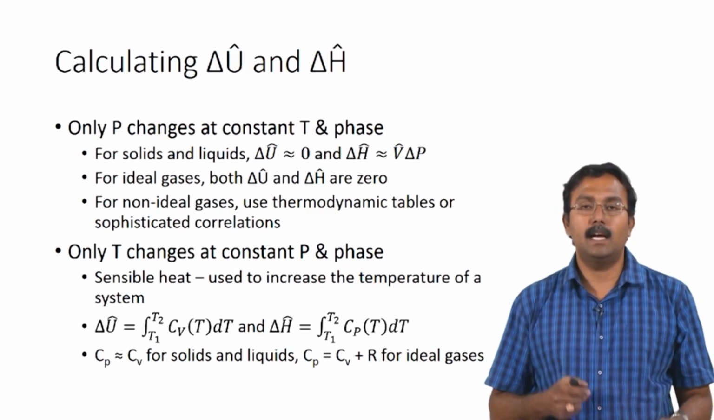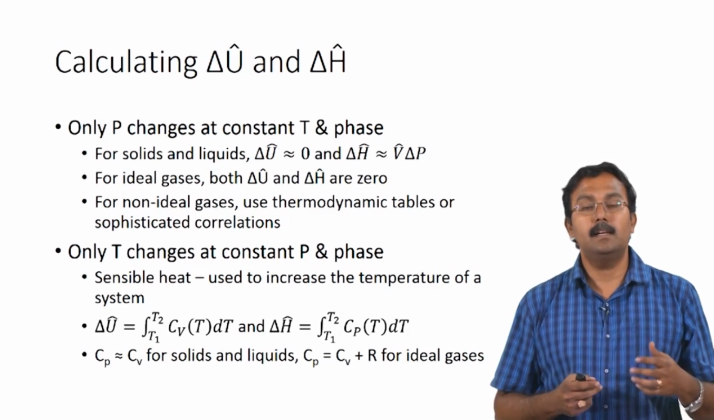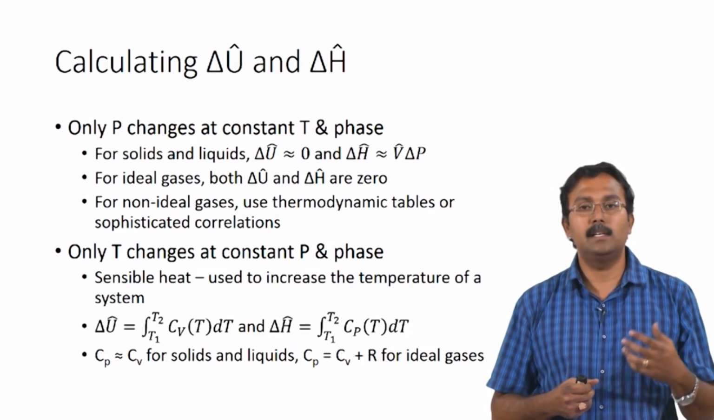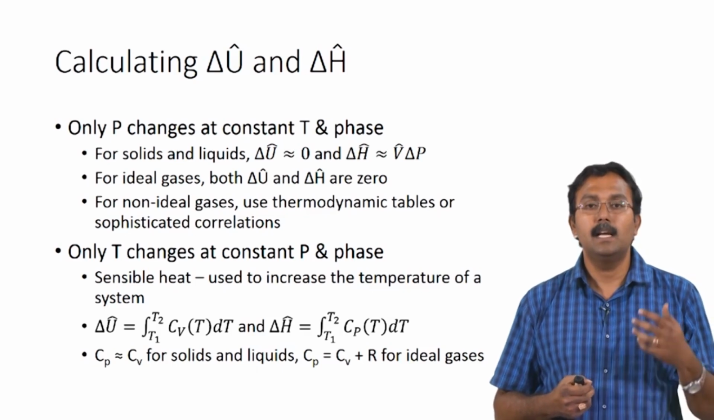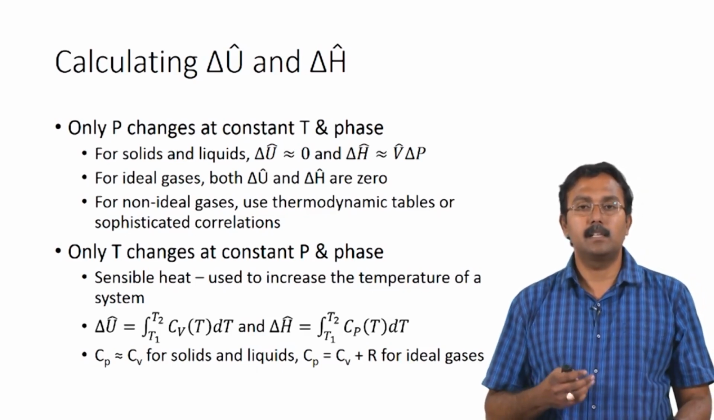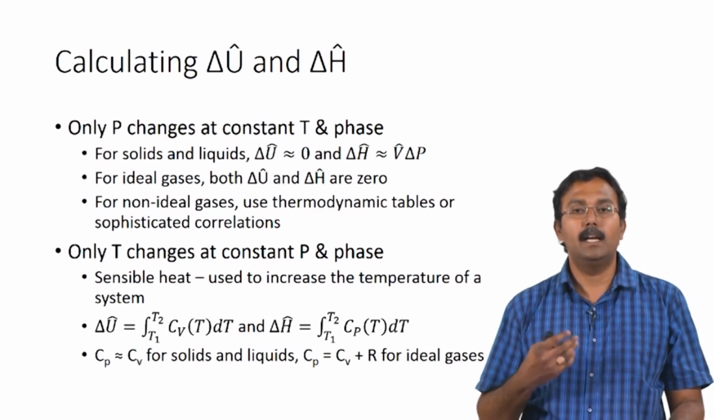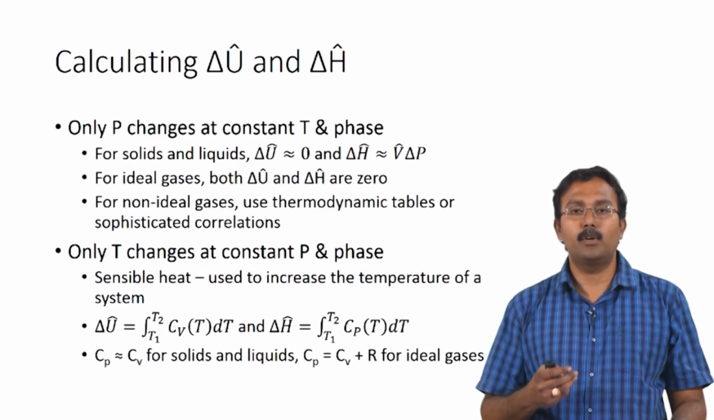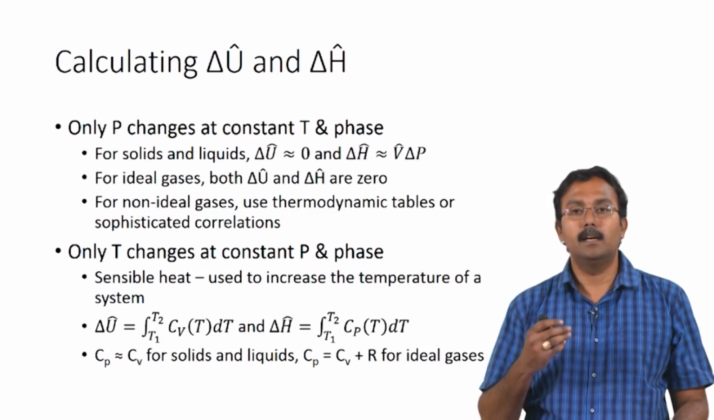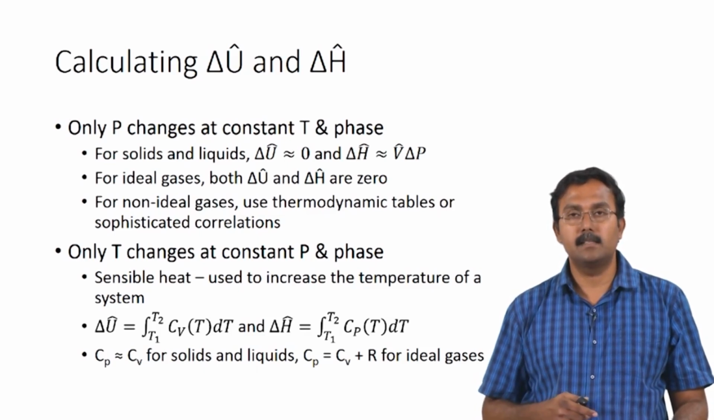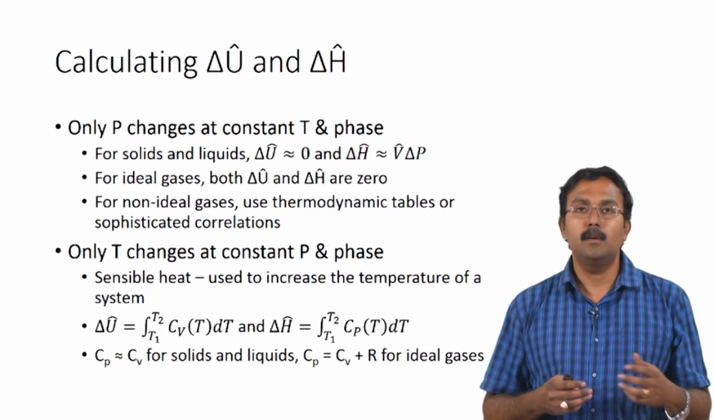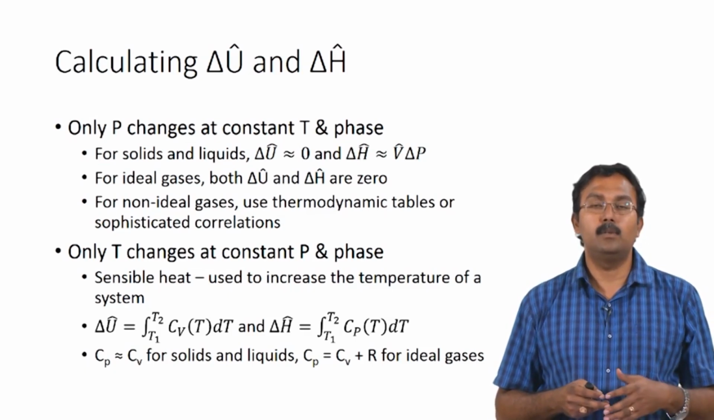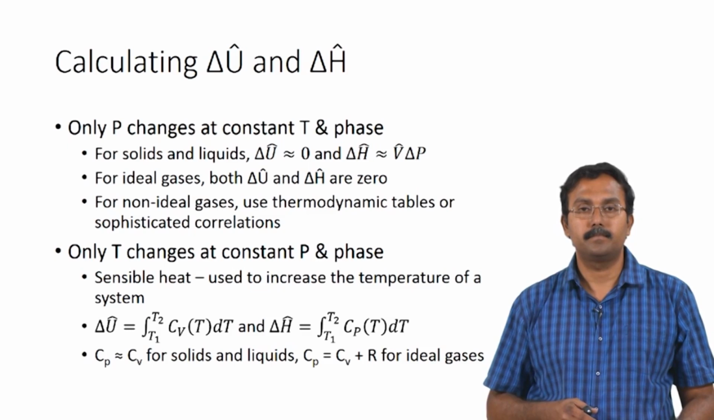If only temperature is changing at constant pressure and phase, then what you are observing is sensible heat, which is the heat being supplied to increase the temperature. So, you can calculate internal energy changes or enthalpy changes as integral Cv dT or integral Cp dT. Integral Cv dT would be the change in specific internal energy, and integral Cp dT would be the change in specific enthalpy. Cp and Cv for solids and liquids are approximately the same, and Cp equals Cv plus R for ideal gases. So, using these correlations you can calculate Cv because mostly Cp is available to you from tables. So, you can calculate Cv for performing calculations where you need to obtain internal energies instead of enthalpies.